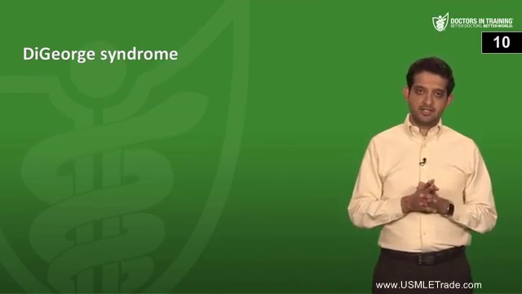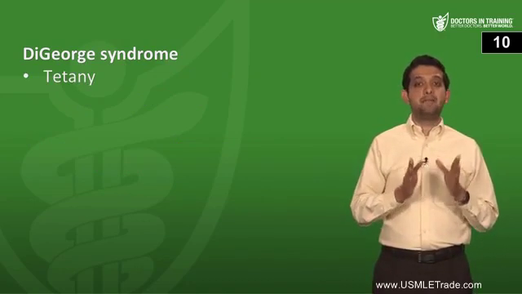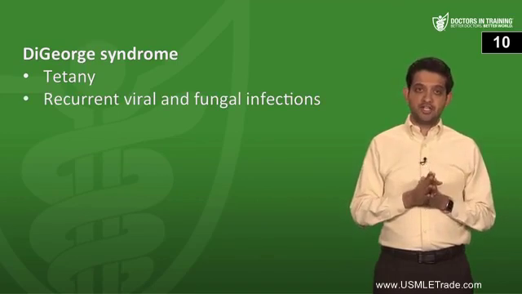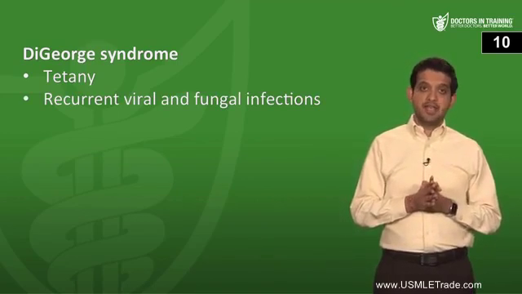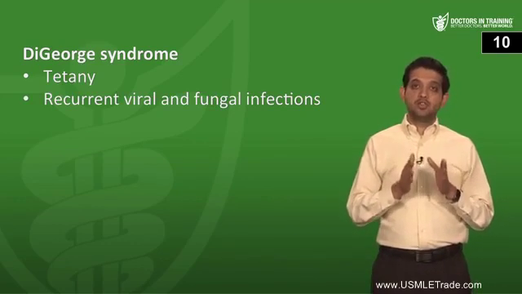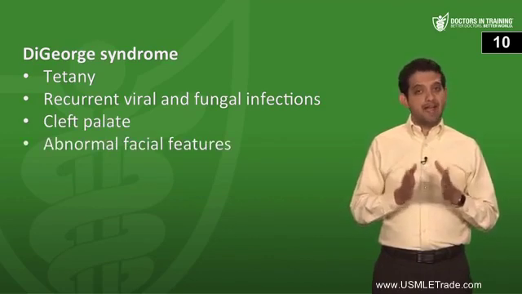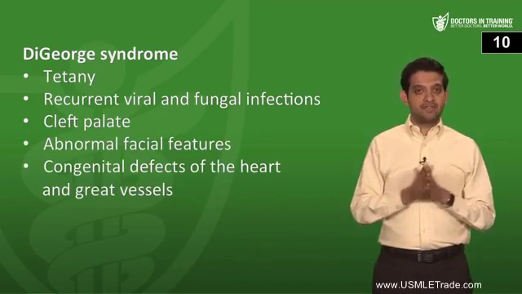Then for the manifestations, they can have tetany, because without parathyroid hormone, they'll have hypocalcemia. They can have recurrent viral or fungal infections, since without a thymus, the T cells cannot mature. And if it is a chromosome 22q11 deletion, you may also see cleft palate, abnormal facial features, and congenital defects of the heart and great vessels.